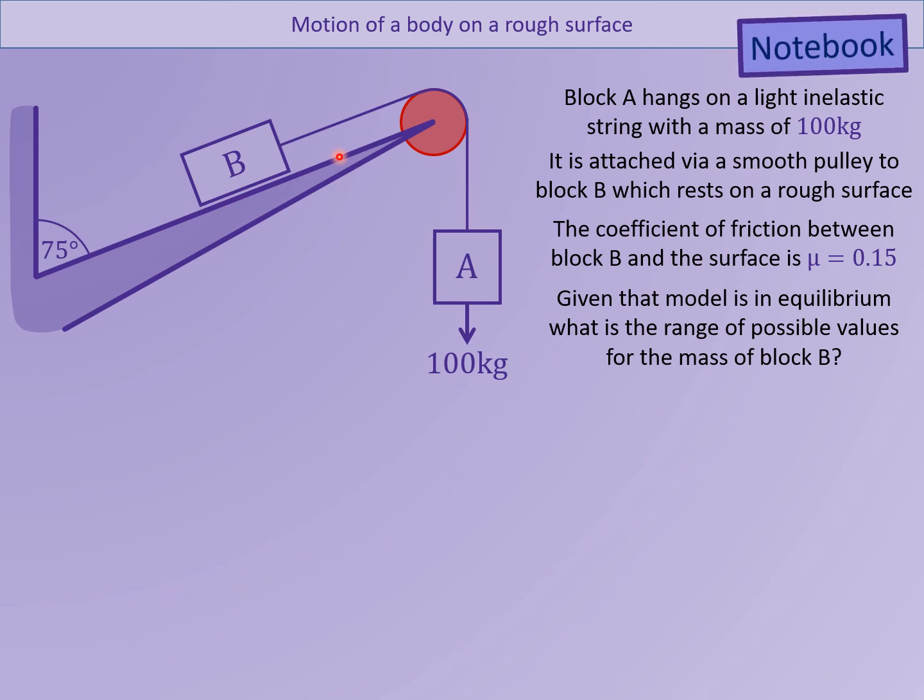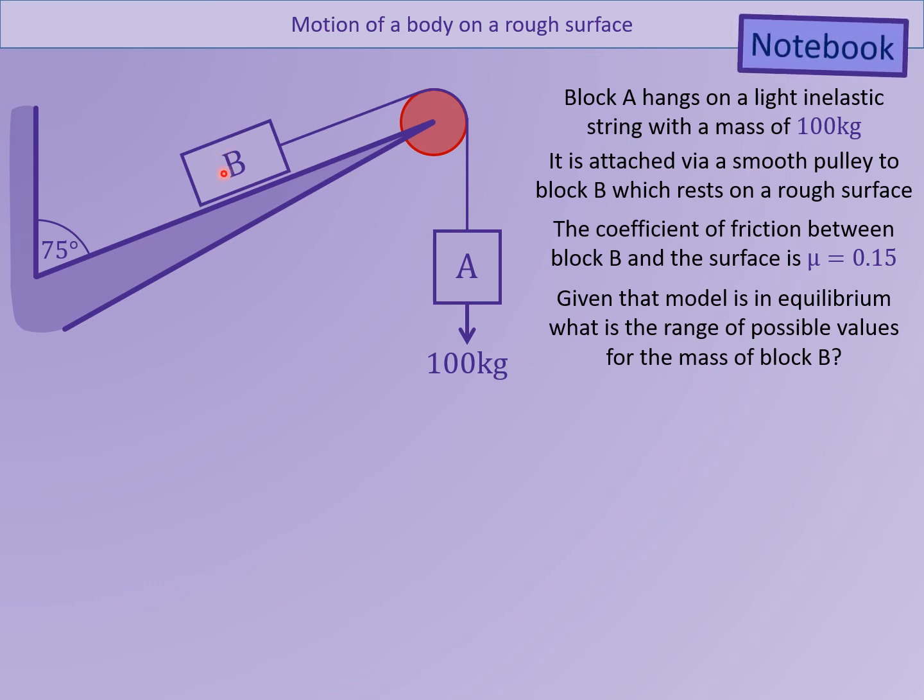Okay, so there's two situations. There's a situation where the block is about to move up the slope. In other words, A is too heavy and it's about to pull B up the slope. So in that situation, we want to consider B moving up the slope. It's about to move this direction, in which case, what's stopping it moving? Well, friction could be pulling downwards. So B wants to move up the slope because A is pulling it, but friction is pulling down here. That would give us a certain value for the mass that way.